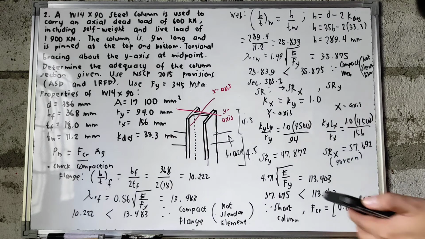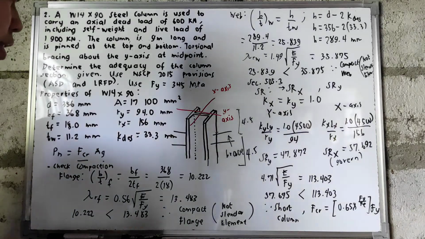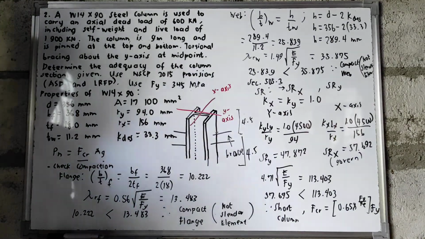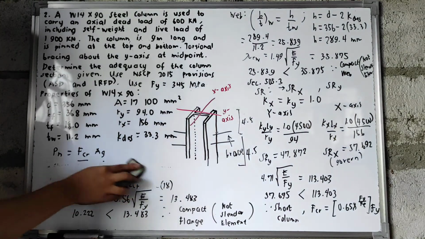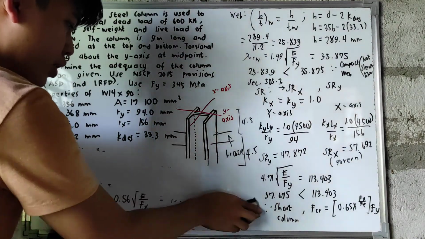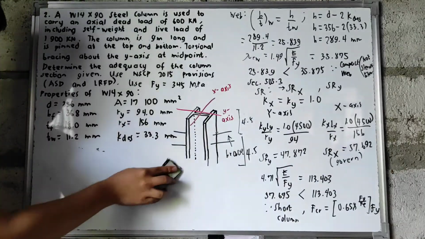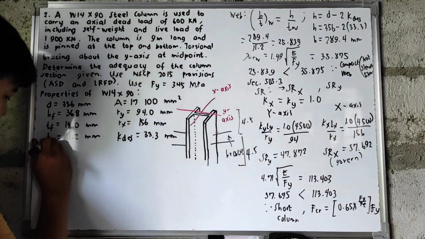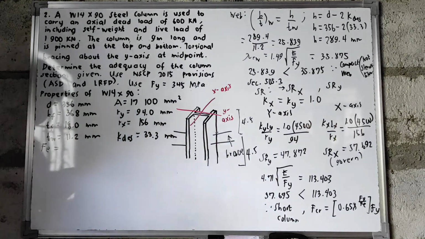So, let's solve for the value of your elastic buckling stress. Kapag kino-compute natin yung elastic buckling stress natin, gagamitin lang naman natin yung Euler's formula. Madali lang naman yung Euler's formula natin. So, that is pi squared E divided by the slenderness ratio squared. So, let's compute for the value of your elastic buckling stress.